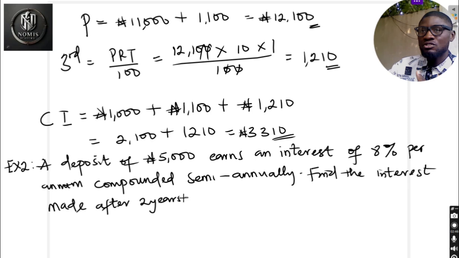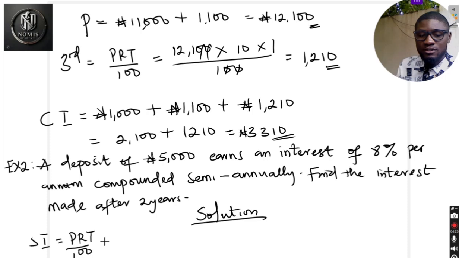Semi-annually, that is, the year is divided into 2, so that the interest will be added to the principal every 6 months. So that is how it is compounded, and we have to calculate it in that manner. The question says find the interest made after 2 years. So let's still use the formula for simple interest to get this done. Or let's state out our parameters first.